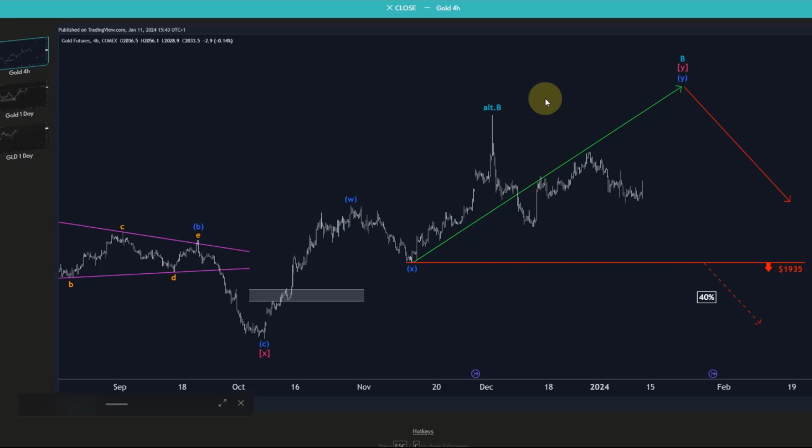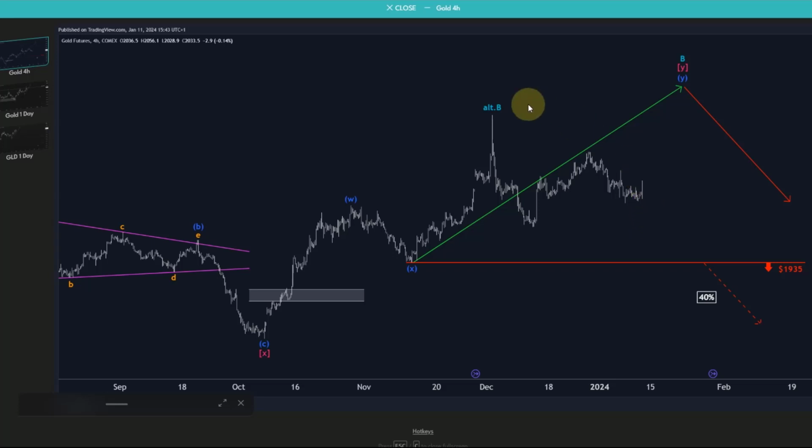And in the primary scenario, as you can see, with 60% probability, we see the market move higher to complete the Y wave in the larger B wave very soon. But it can take a while. Corrections in the metals market always take a long time and are very, very frustrating.